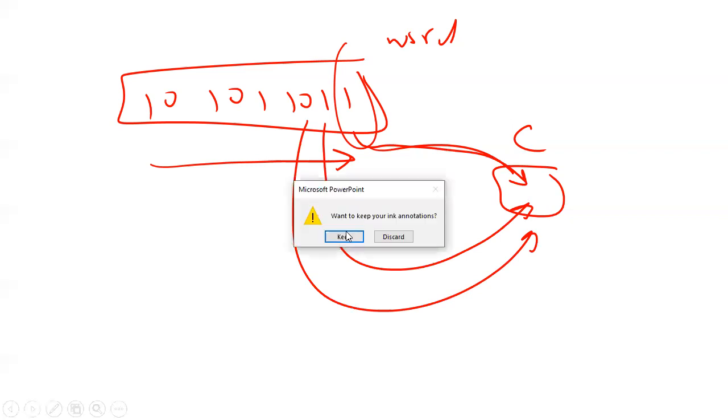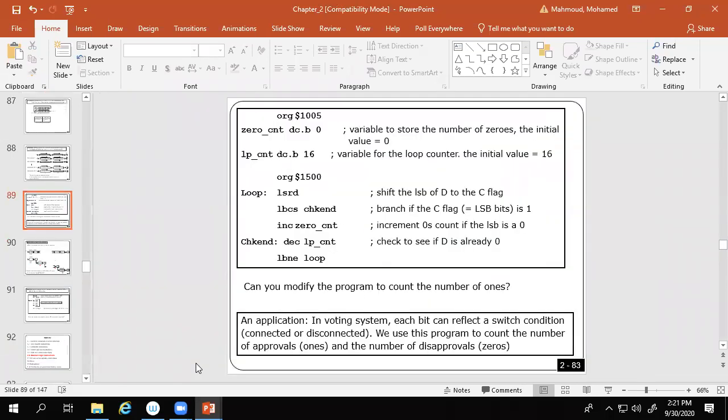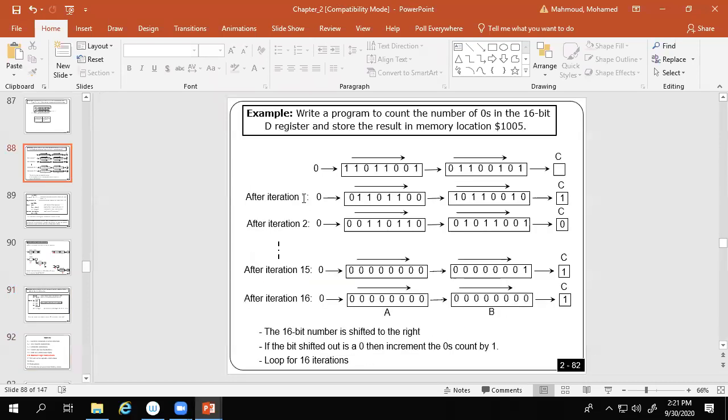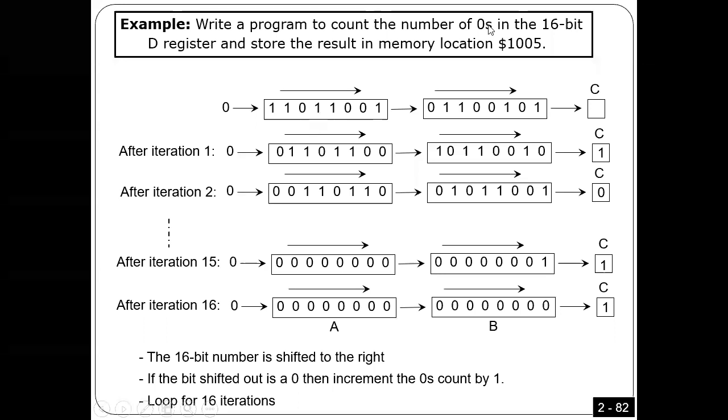So I think I have a nice figure here. I can show a figure before I show a program. Yeah, look here, guys. Because we need to count how many zeros or ones. Here, I gave you an example about ones, but here I want to count zeros. It doesn't matter, it's the same thing, but here I want to count how many zeros we have.